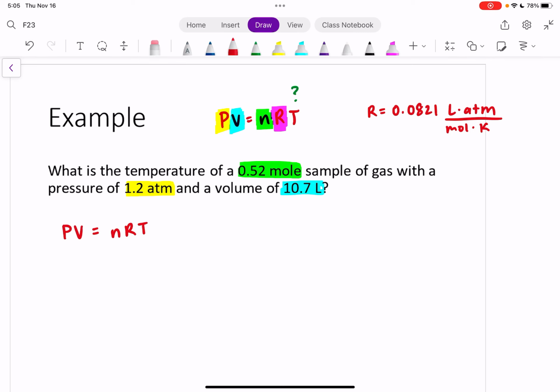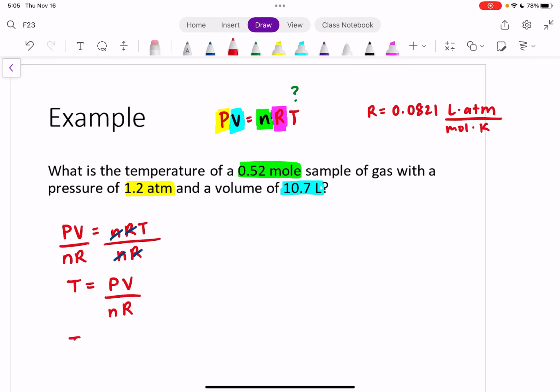And I want to go ahead and solve for temperature and then plug in all my values. So in order to get, these are all being multiplied together, right? So in order to get that temperature alone, we got to divide by n and R on both sides. It's going to allow us to cancel those out. And then I'm left with T equals PV, pressure times volume, over moles times our gas constant.